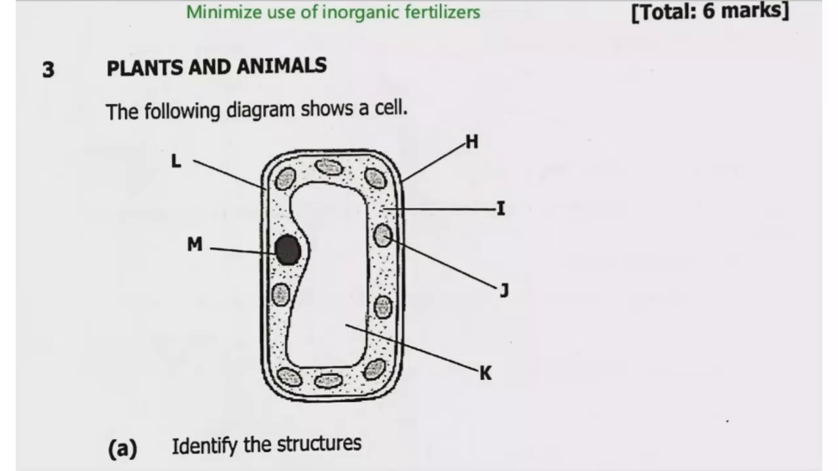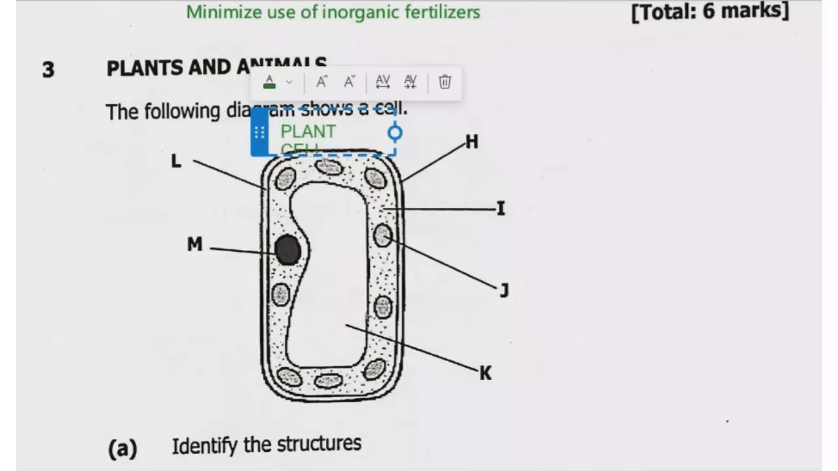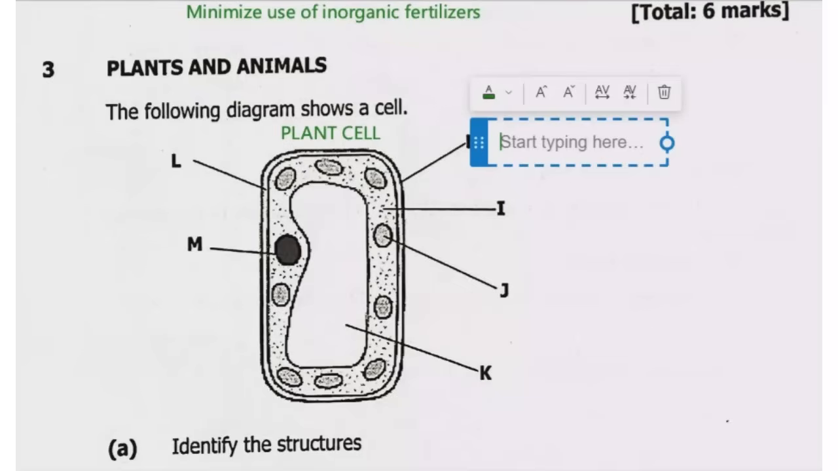The following diagram shows a cell. What kind of cell is this one? Before we go any further, this is a plant cell. Now, if this is a plant cell, what we can do is go ahead and name the parts of this plant cell. Okay, so let's look at H, I, J, K, L, M. These parts. Let's start with H. What is the name of the part H? The name of the part H is cell wall.